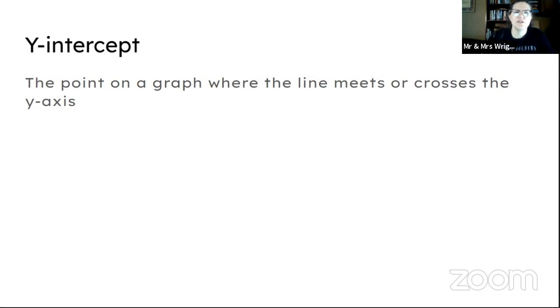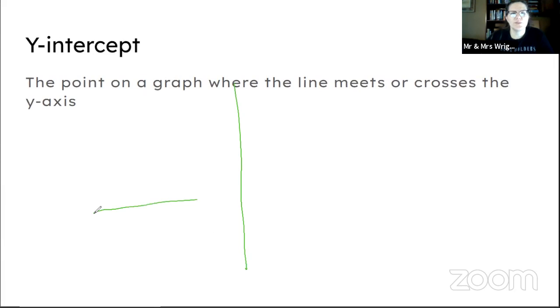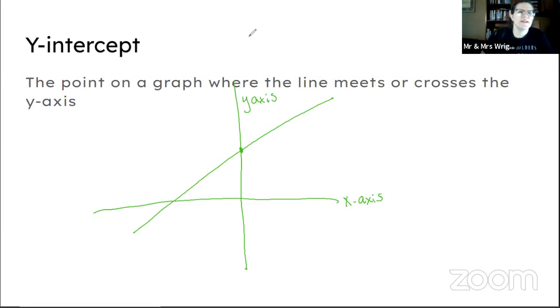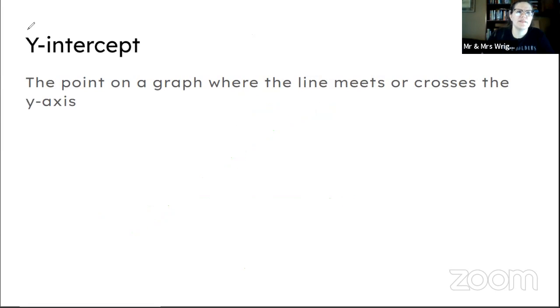Y-intercept are very similar, and yet just a little bit different. Remember, this was our x-axis. Well, here is our y-axis. So what do you think the y-intercept is? The y-intercept is where a line crosses the y-axis. That one doesn't have any special names that I'm aware of.